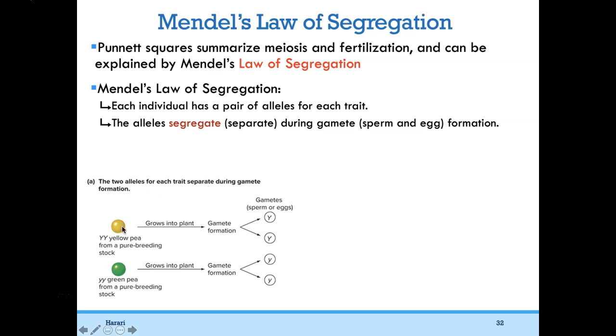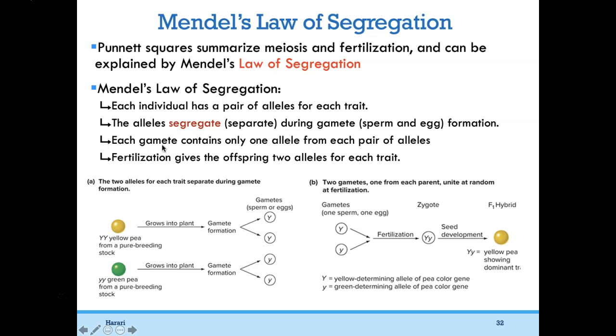So for example, if I have a yellow pea plant, that's big Y, once it grows into a plant, it can only make big Y gametes. So all of its sperm will have big Y, all of its eggs will have big Y. A little y green pea, pure breeding plant, you could grow that into a plant, and that plant will only make little y gametes.